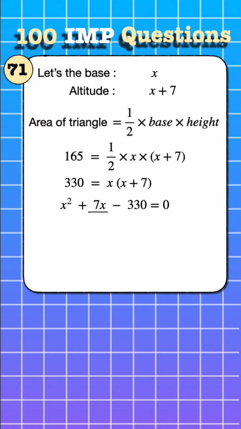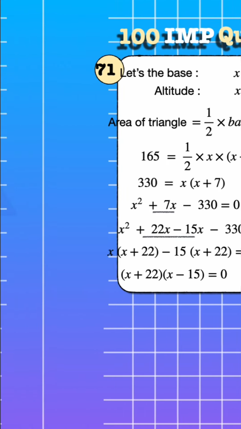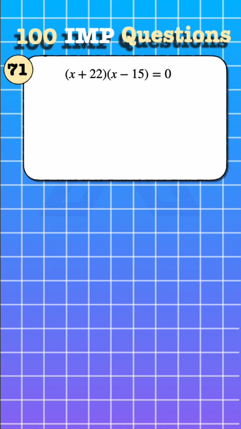Again we will split the middle term, so x square plus 22x minus 15x minus 330 equal to 0. From first two terms we can take x common, from last two terms we can take minus 15 common, and then we can take x plus 22 common throughout. That will give you two factors, x plus 22 and x minus 15.